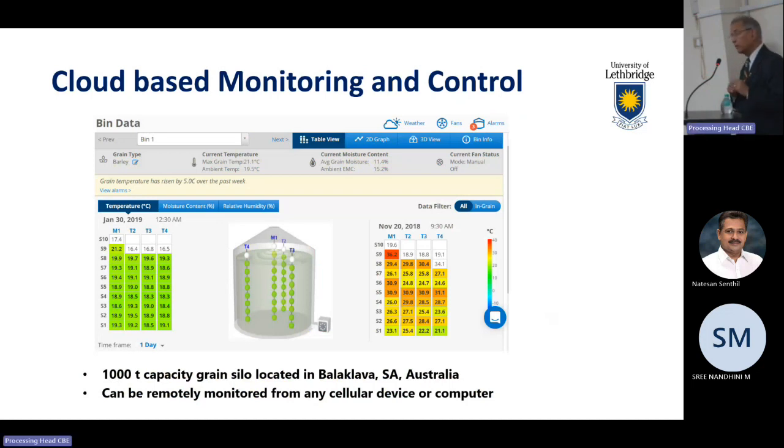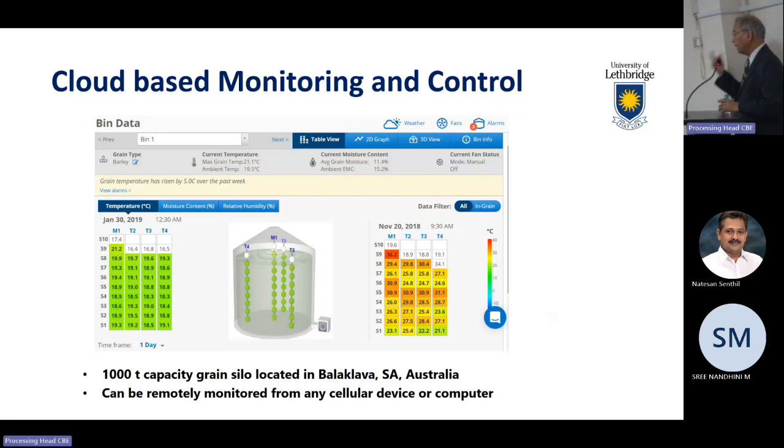I will mention why it is important. When we are developing partial differential equations and solving 4 partial differential equations simultaneously, you need very powerful computing capability. Every farmer, you cannot expect to have a powerful computer to run the mathematical model.